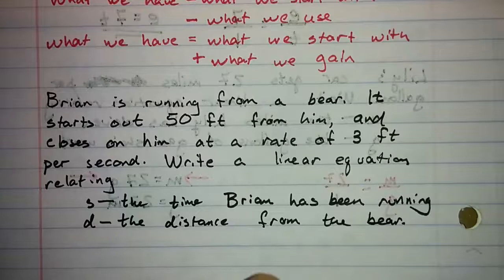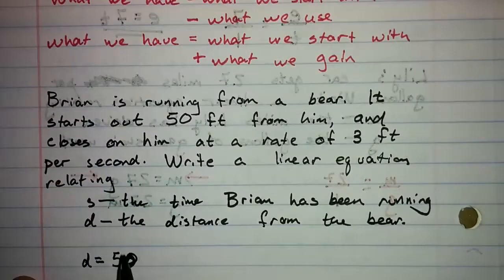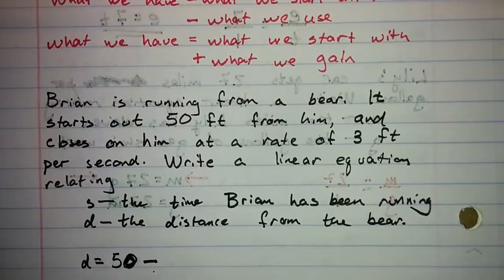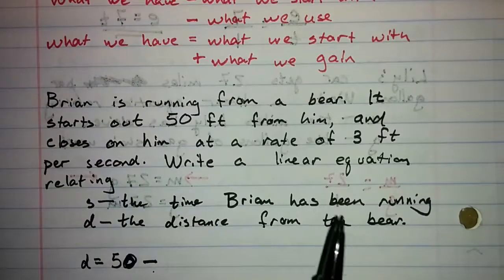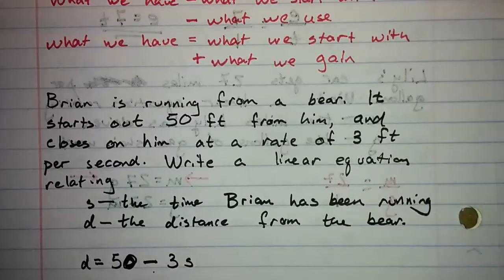Okay, well, the distance between Brian and the bear, D, it starts at 50 and it decreases. The bear is closing on him, it's catching up. So we're going to subtract. Do we want feet equals feet per second times seconds? Yeah. So we'll have 3 times S. For every second that Brian runs, the distance decreases by 3 feet.